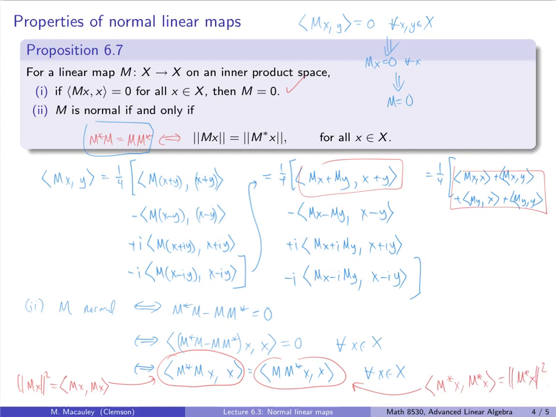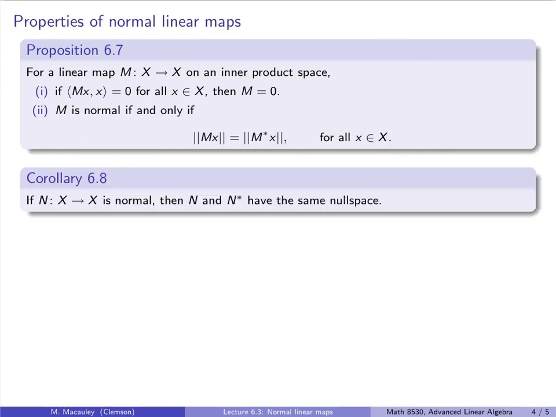And that's exactly what we had to prove, that these two conditions are equivalent. So this is a neat characterization of what it means to be normal. And an immediate corollary of this is that the null space of any normal linear map and its adjoint are the same.